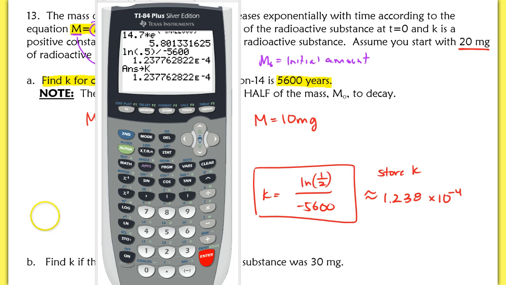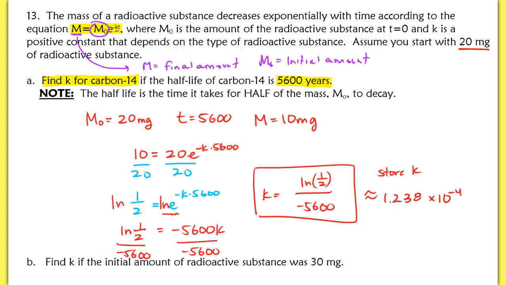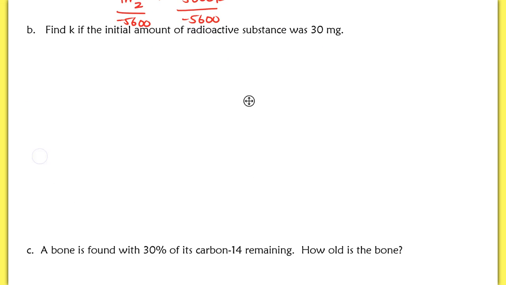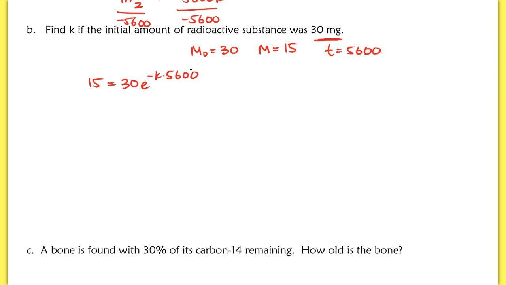Okay? All right, now when we work on the next problem, it asks you to find the exact same thing. Find the k if the initial amount of radioactive substance was 30 milligrams. So here, we're starting with 30 milligrams, right? That's our M sub 0. Well, our final amount for half-life would be 15, and it would take 5,600 years in order for it to reduce to 15 milligrams. So we plug in 15 here for M equals 30 times e to the negative k times 5,600. Now, if we solve for k again, I would divide out the 30, and look at this, I end up with 1/2. This is exactly what I was just talking about above.